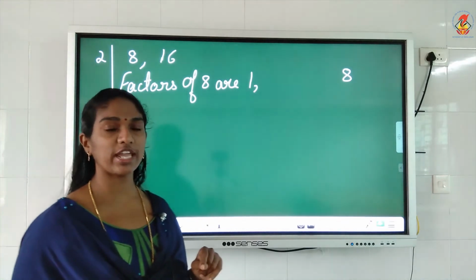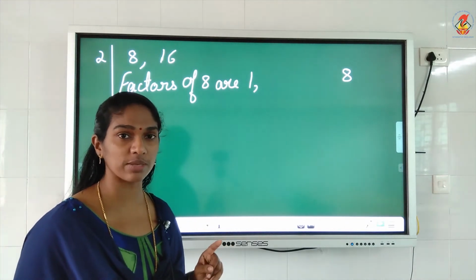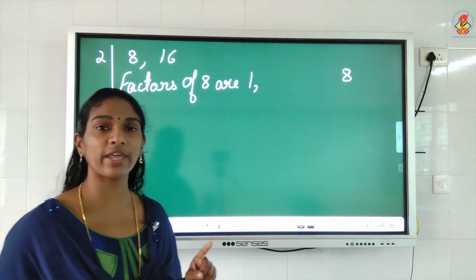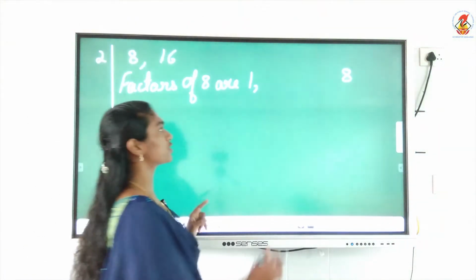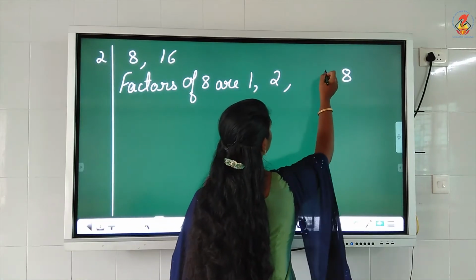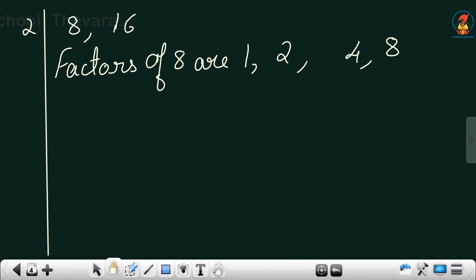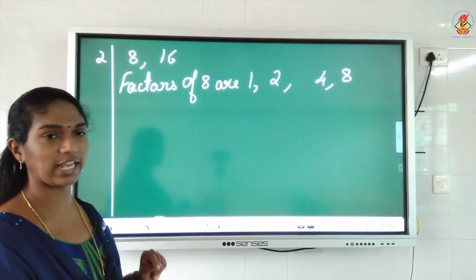Then, after 1 stable, 2 stable. 2 into which number gives you 8? 2 into 4 gives you 8. So, write 2 and then 4 here to the extreme ends. Then, coming to 3 stable, do you have 8? No. Coming to 4 stable, we have already found out. So, you have got a repetition now. You will stop. So, what are the factors of 8? 1, 2, 4 and 8.